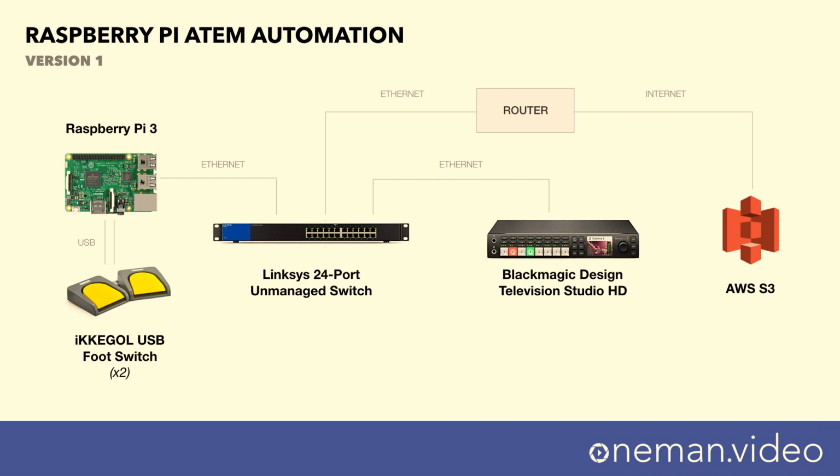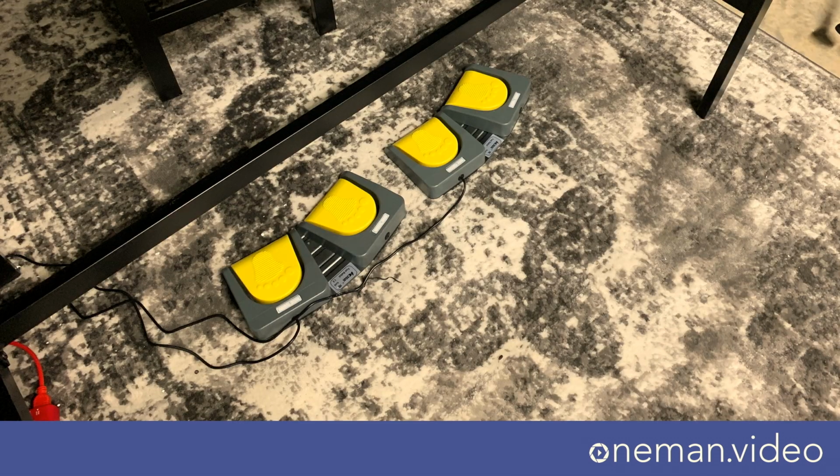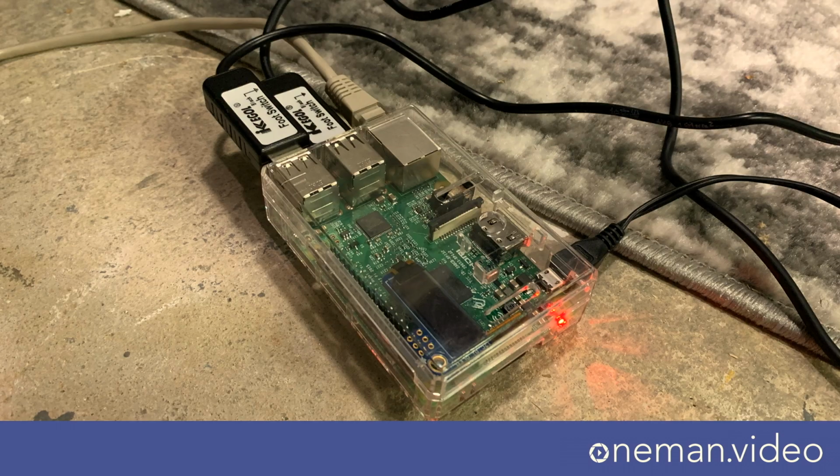and I'm off and ready to roll. Now, if you want to take another look, here are the actual foot switches that I'm actually using. This is under the table that I'm on. And then here's the little Raspberry Pi unit itself. So that's how I managed to actually do this.